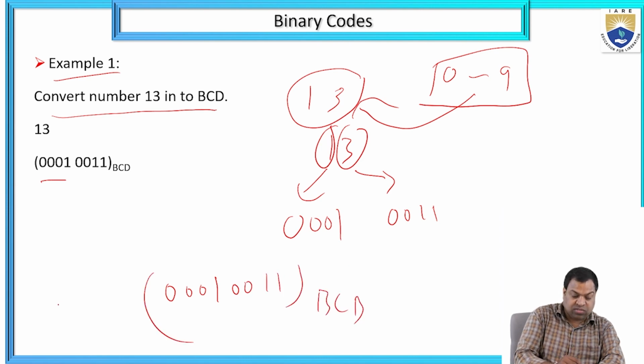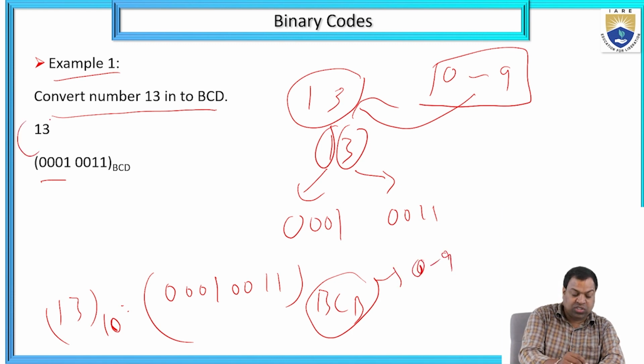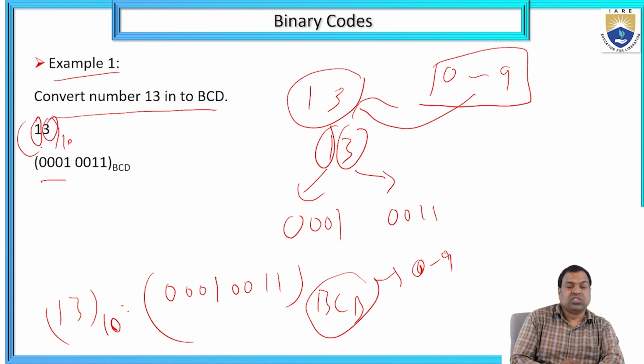So this is 13 base 10, and I am converting it to BCD. Why? Because BCD ranges from 0 to 9 only. But our input here is 13 base 10, and we have to convert it to BCD. So 13 is not in the BCD range. That is the reason we take 1 separately and 3 separately.